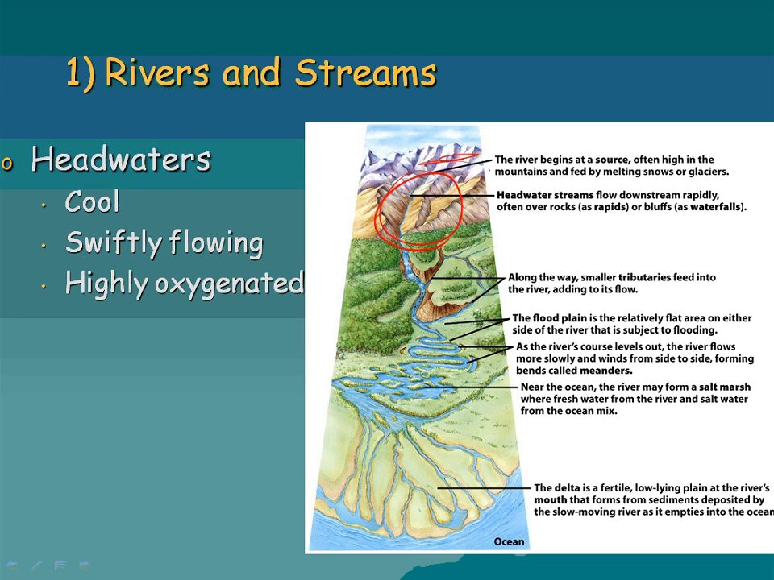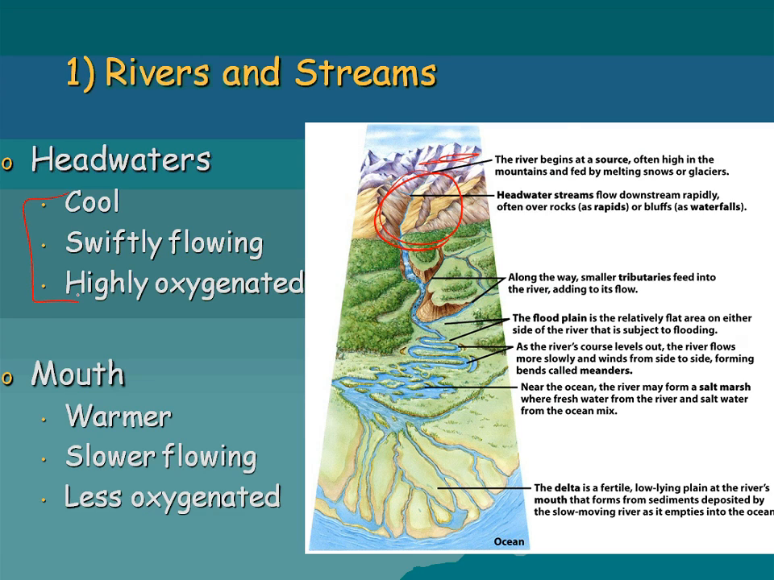They're highly oxygenated because this water is going faster and it's going over rocks, and so that mixing with the air creates a habitat that has more oxygen in it. And these characteristics are going to make it a very different habitat for different organisms when you compare it to the mouth of the river.